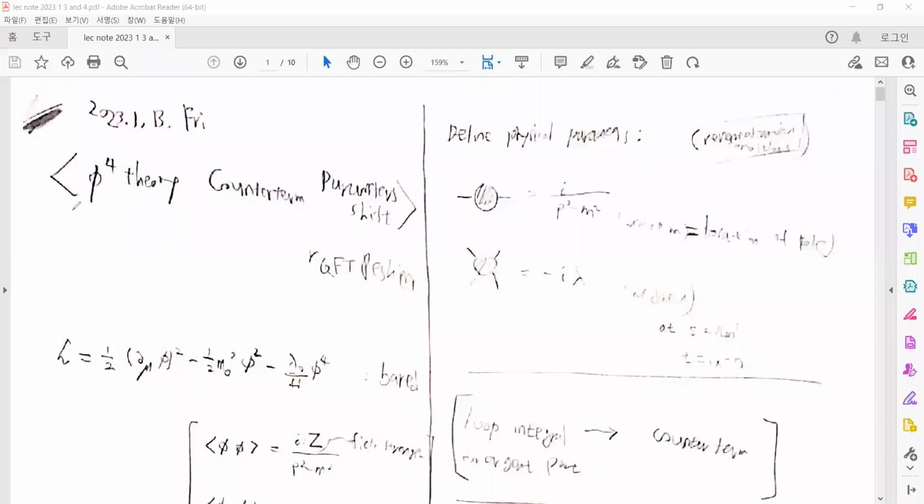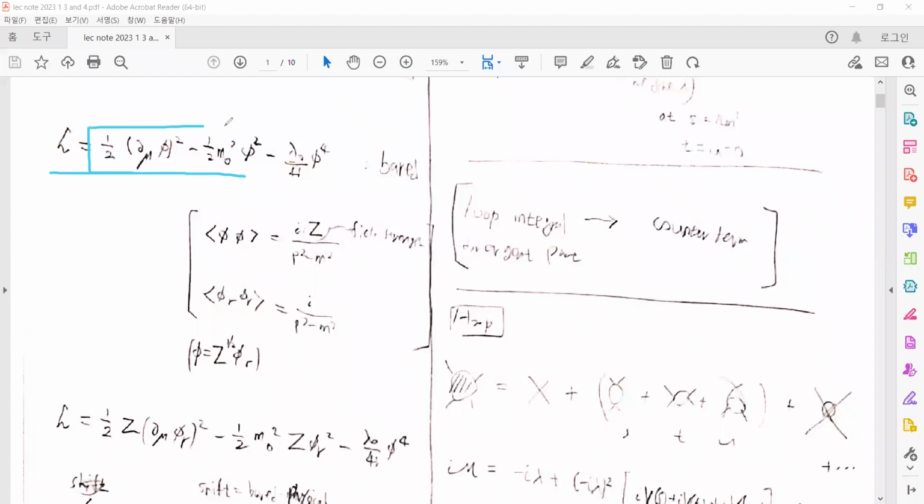Phi-4 theory. The counterterm makes a parameter shift, which is the renormalization, for the phi-4 theory as a very simple example. This follows the compatibility with the Schwartz textbook. So first of all, we can construct the phi-4 theory.